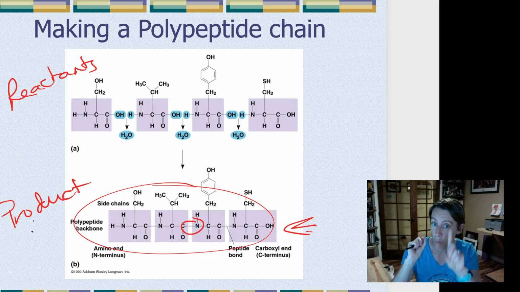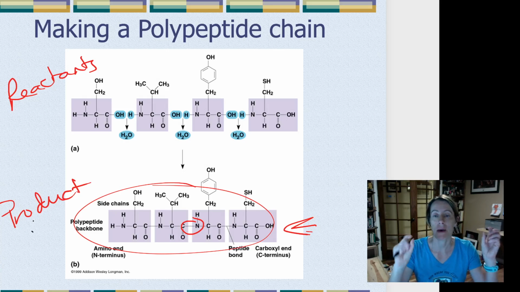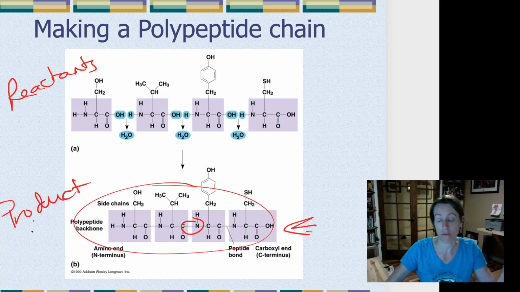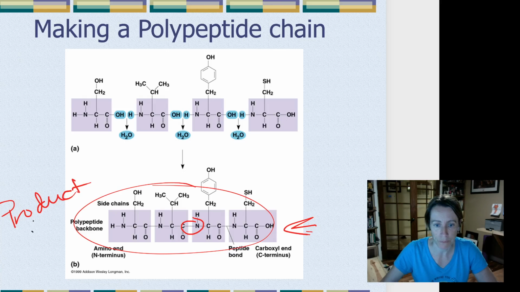You only have to remember one reaction, condensation synthesis. It doesn't matter what you hook together; you can hook together many different things and build different things just with the same kind of reaction. So here we're hooking together amino acids to build a chain called a protein.